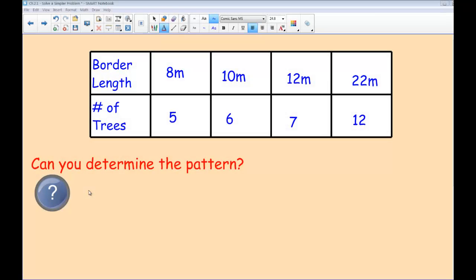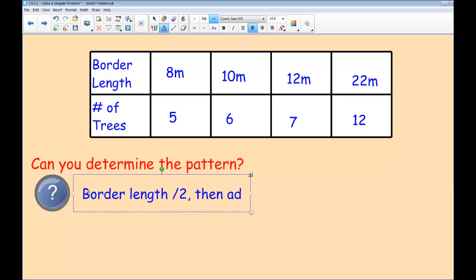So now that you've had a chance to try and come up with a pattern, here's what it is. If you take the border length and divide that by 2, then add 1, that will give you the total number of trees that needs to be planted.